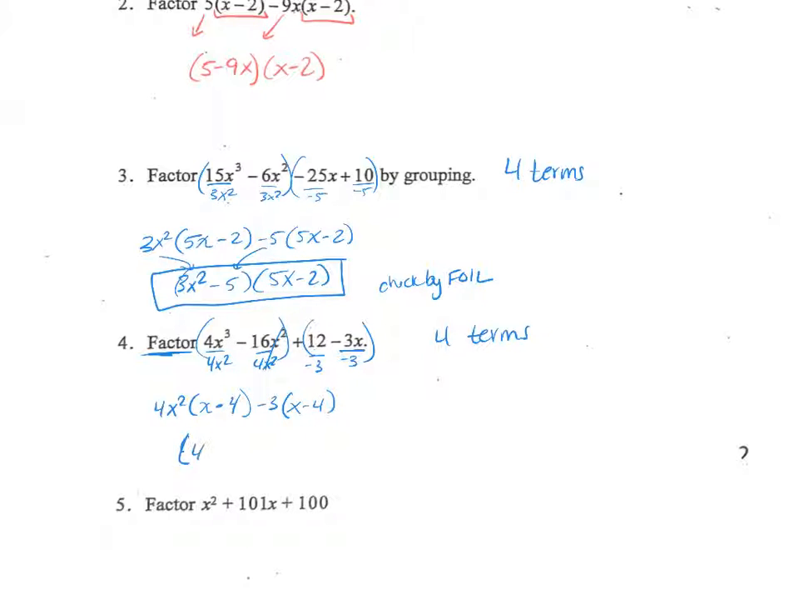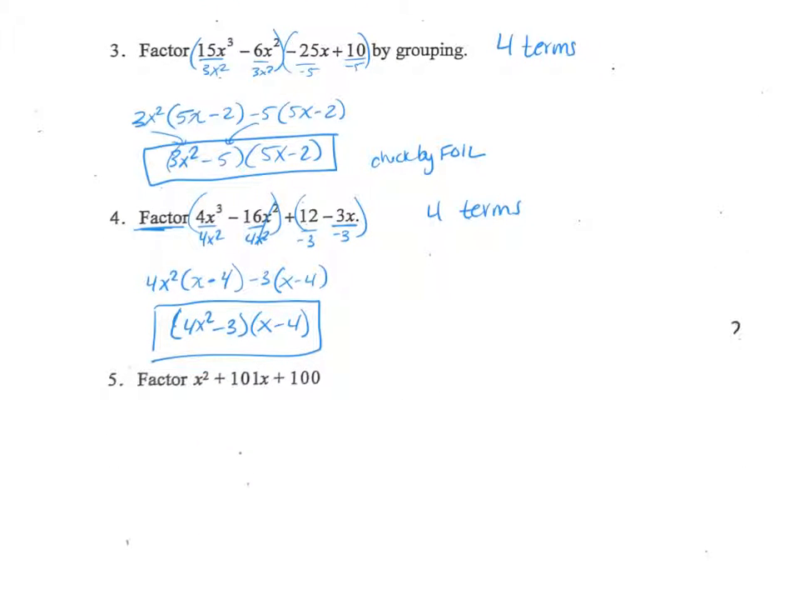So the GCFs go in the first group, 4x squared and negative 3. And the twins, x minus 4, go in the next group. Again, check by FOIL. Okay, number 5 says factor as well, but notice it's a trinomial. It's 3 terms. You have to see that so you know what method to use. And not only is it a trinomial, but the a specifically is 1, and that's really important.